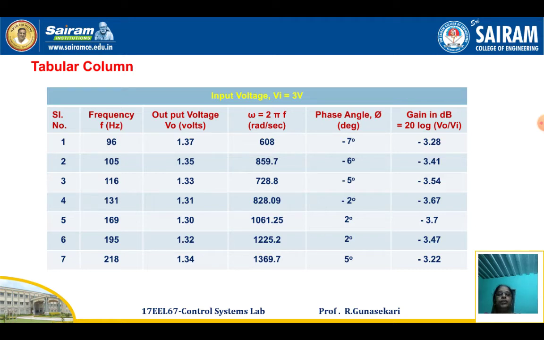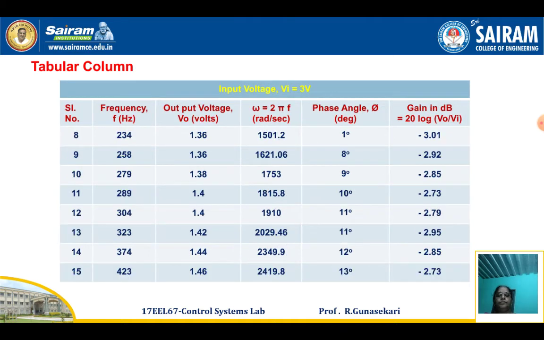So you can note down the output frequency from the CRO using the formula: frequency is equal to 1 divided by time, and then note down the corresponding output voltage. Then calculate omega equal to 2 pi f. Then the phase angle is also calculated from the CRO, and then the magnitude of gain in decibels, 20 log V0 divided by Vi. All the calculations are tabulated in the tabular column.